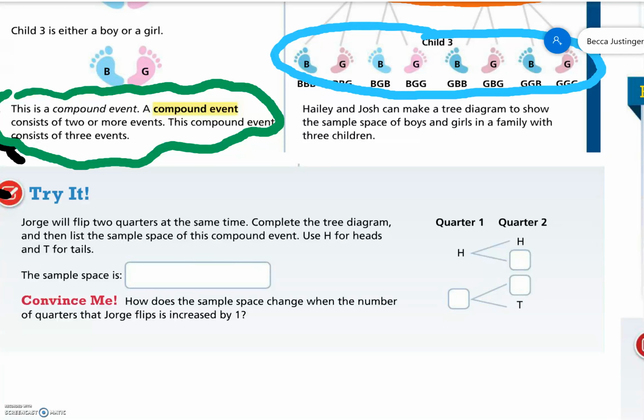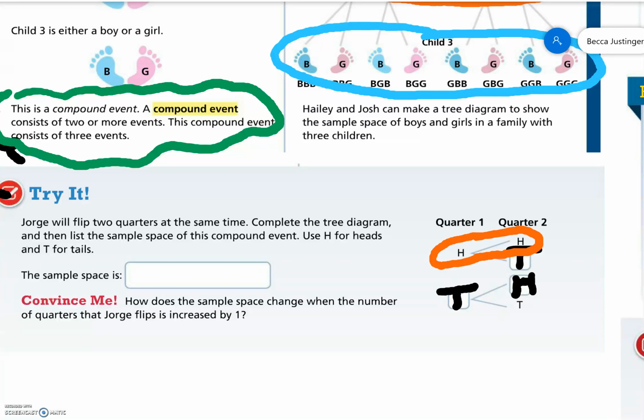So flipping the first quarter, you could either get a head or tails. Then when you flip the second quarter, if you flip the first quarter and got a heads, the second quarter could be a heads or a tails. Or if you flip the tails, you could get a heads or tails. So there are 4 possible options.